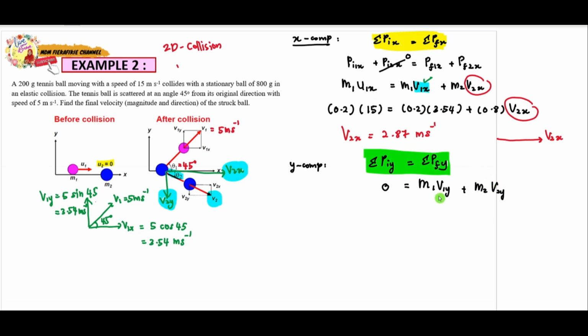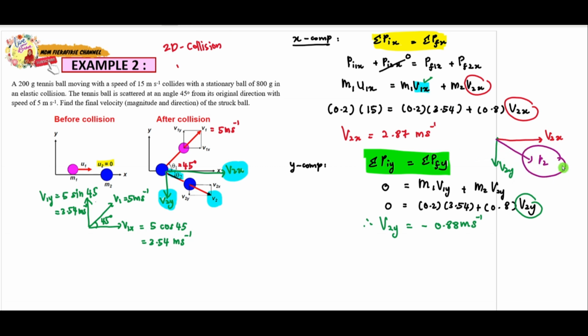Okay, so we can substitute all the values. So kita dapat M1 0.2 tadi, V1Y kita dah kira 3.54 plus M2 again 0.8 and V2Y. Okay, so from here you can see here we have unknown V2Y dan kita boleh selesaikan. Therefore V2Y is equal to negative 0.88 meter per second. Okay, so negative means that V2Y the direction is downward. So betul lah, V2Y downward. And then the resultant of V2 di sini. Ini yang soalan suruh kita cari, V2.